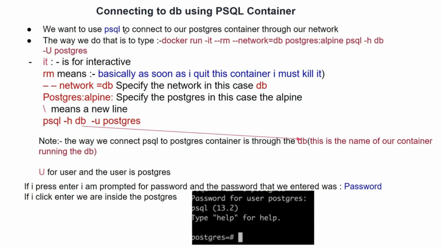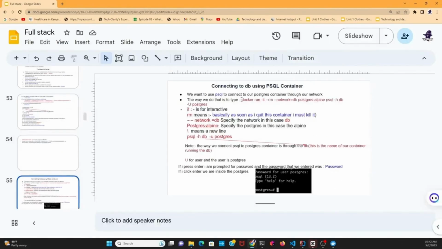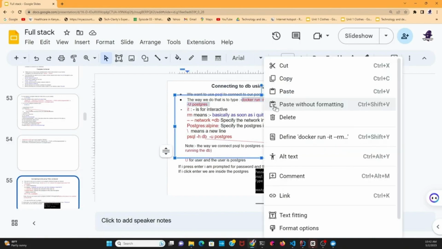So we want to use PSQL to connect to our Postgres container through the network. The way we do that is to type this command here: docker run -it --rm --network. I'm sorry, I'm saying minus, but it's supposed to be dash dash. So we also have --network, which is equal to the name of the network, and then this is the Postgres. Let's go ahead and copy this.